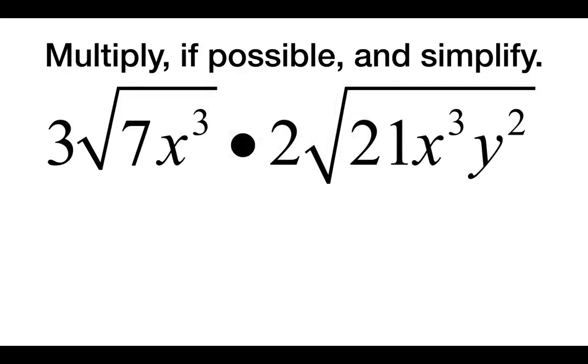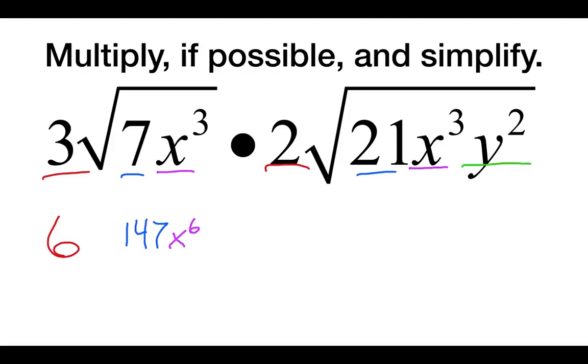Okay, now let's try this one. So first thing I'm looking for is, are these the same root? And in fact, they are, because we don't see anything, they are both square roots. So I can start to multiply. 3 times 2 is 6. 7 times 21 is 147. And I'm going to write the square root box in just a minute once I have everything together. X cubed times x cubed is x to the 6th. And then we just have y squared by itself.